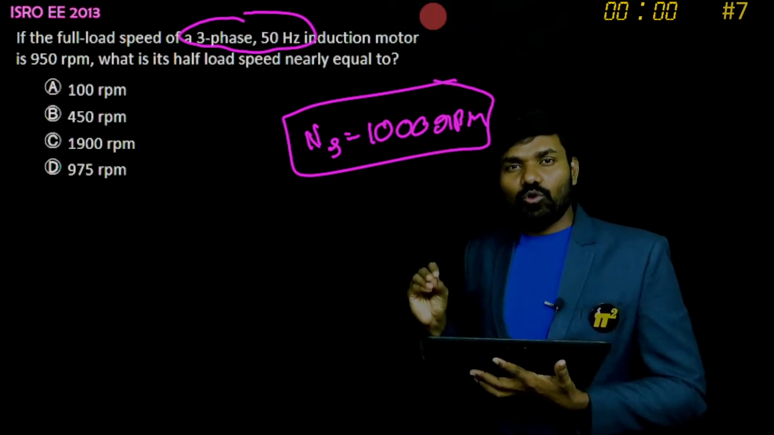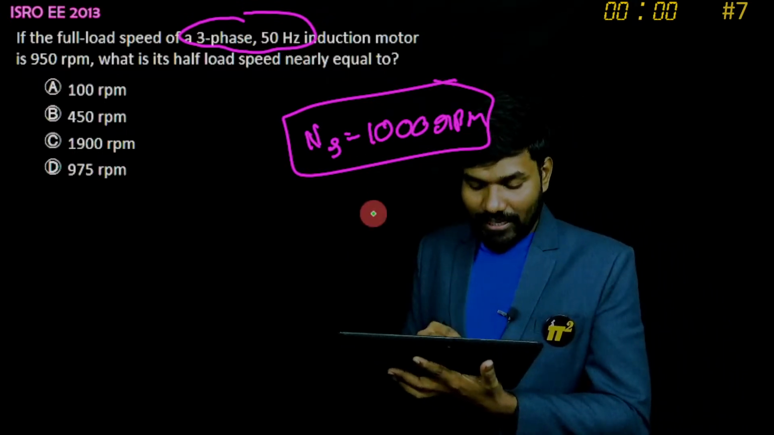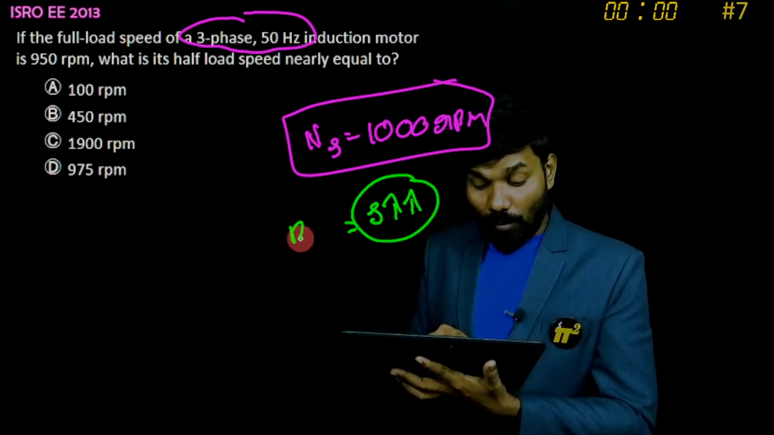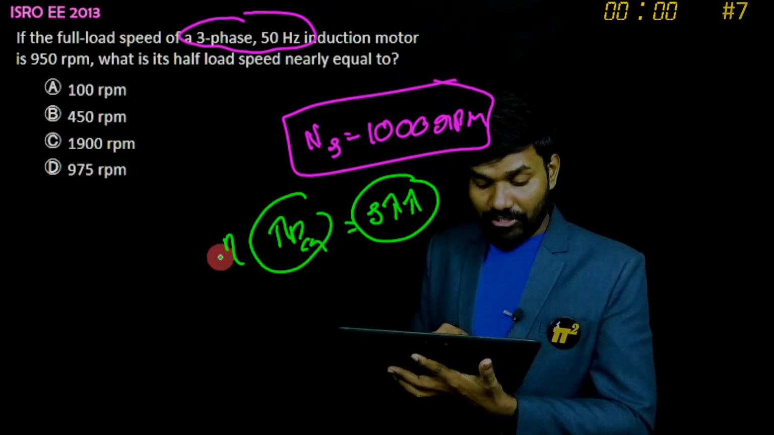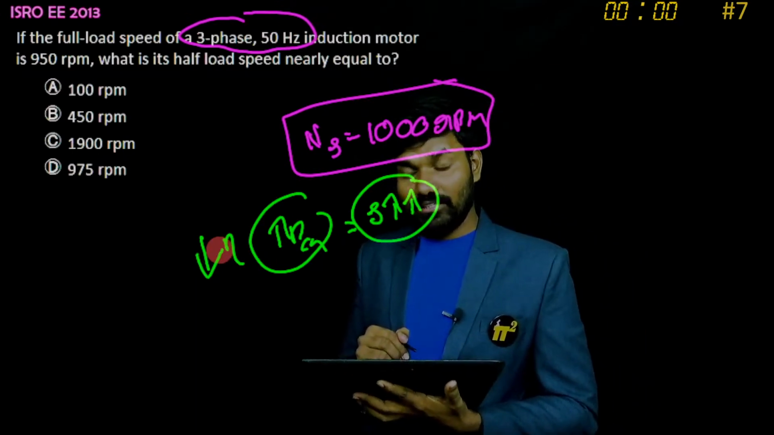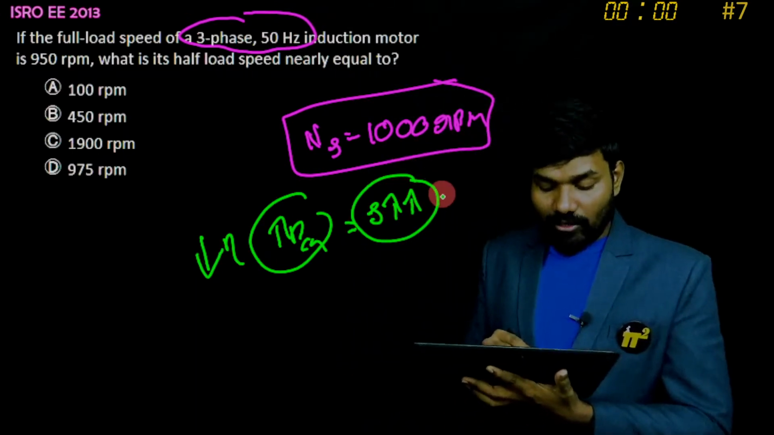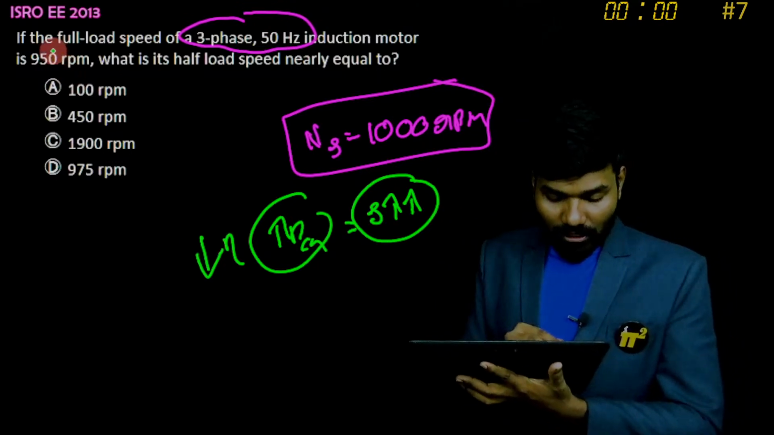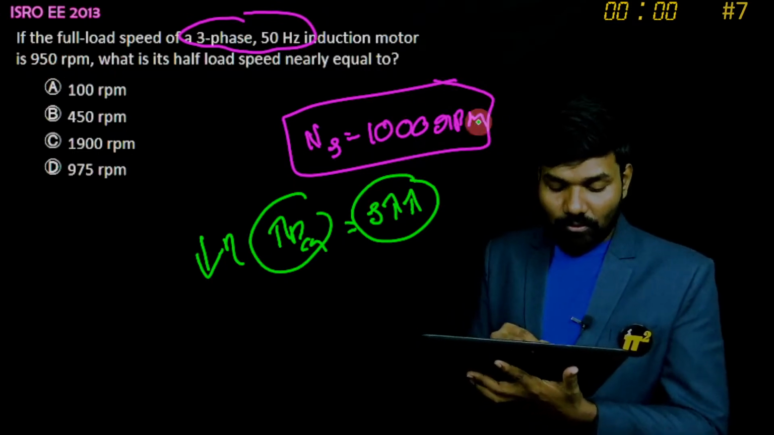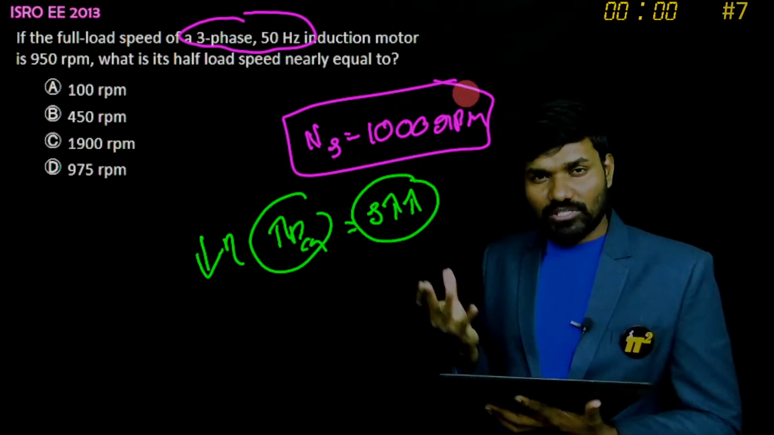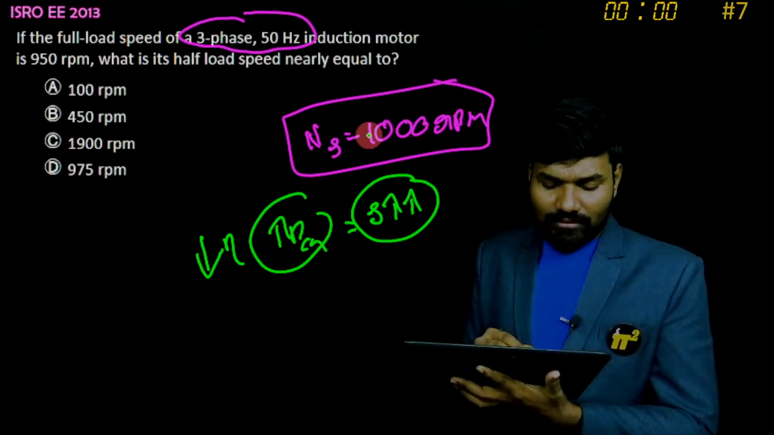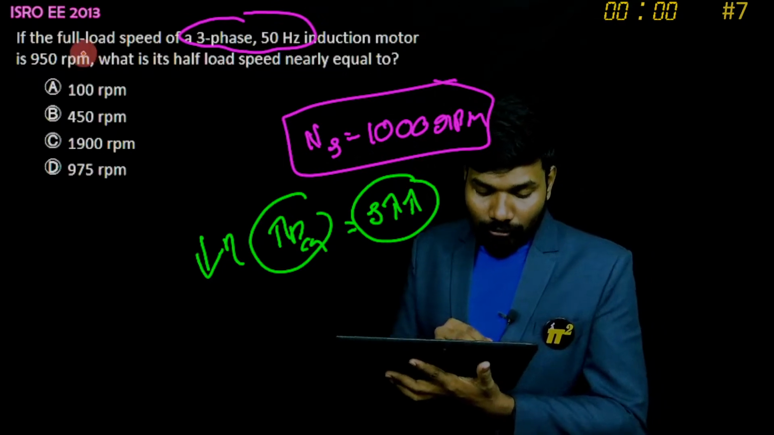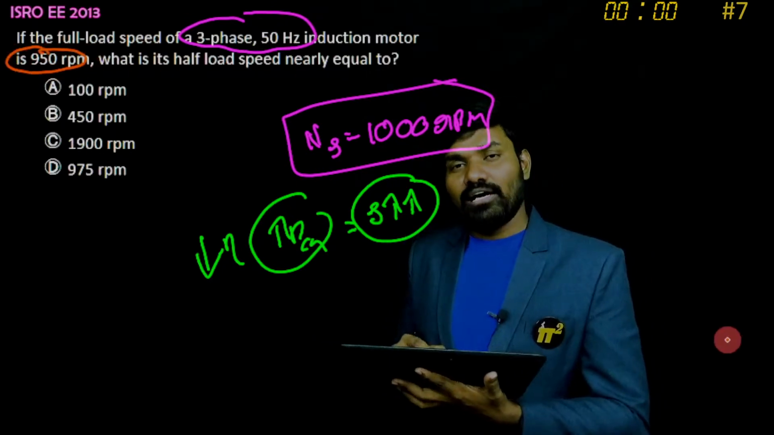So why close to synchronous speed? Because if the slip value is higher, then copper losses will be high, and efficiency will be less. So slip value should be low so that efficiency will be high. So the closest value to 950 is 1000 RPM. If you use 6 poles for 50 Hertz, you'll get 1000 RPM. Anyways, that's a guess. And it is said at full load, it is operating at 950 RPM.